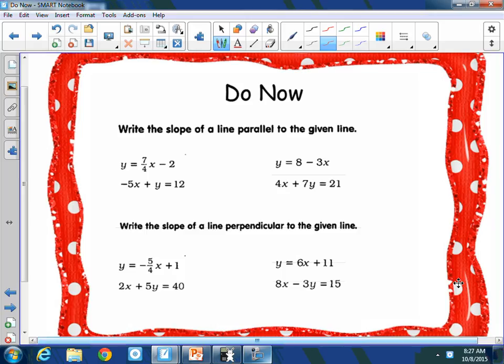All right. We're going to write the slope of a line that is parallel to that one. So you got 4, okay? Now these two are really easy because the slope would be exactly the same. So it would be 7/4. And the slope would be exactly the same. So it would be -3. That's it. That's all you need to do, okay?